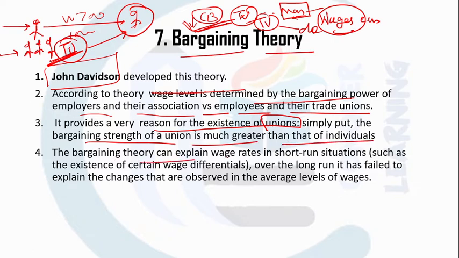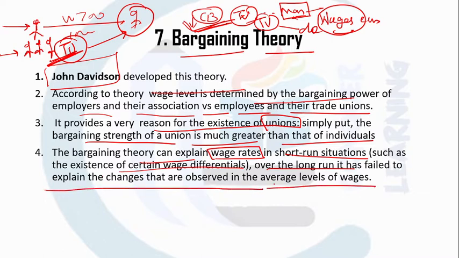The bargaining theory can explain wage rates in short run situations, such as the existence of certain wage differentials. Over the long run, it has failed to explain the changes observed in the average level of wages. But this collective bargaining is true for the short run period, not for the long run. Every time there won't be a trade union presence, and in India, trade unions have less dominance as compared to any other country.